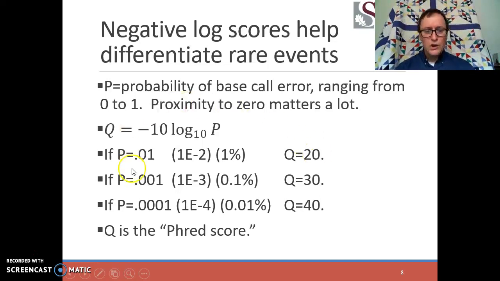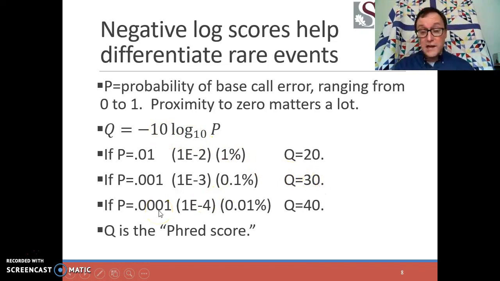We would write a 1 out of 1,000 chance of error as a p of 0.001, which is the same thing as 0.1%, which in scientific notation we would write as 1e minus 3. So we already said that when we take the log base 10 of these numbers, you basically just strip off everything and keep the exponent. So log base 10 of 10 to the minus third is minus 3, times minus 10 is 30.